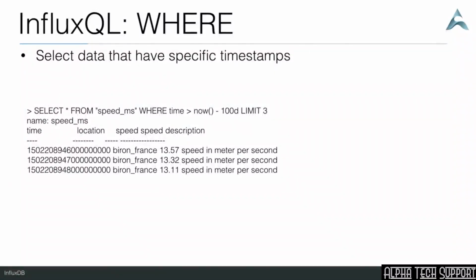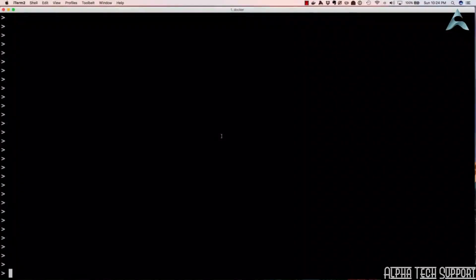Select data that has specific timestamps. Because we have a new data set now, we can do a select star from speed_milliseconds where time is greater than now minus 100 days, limited by 3. Keep in mind that you may have to increase these 100 days depending on when you're taking this course.